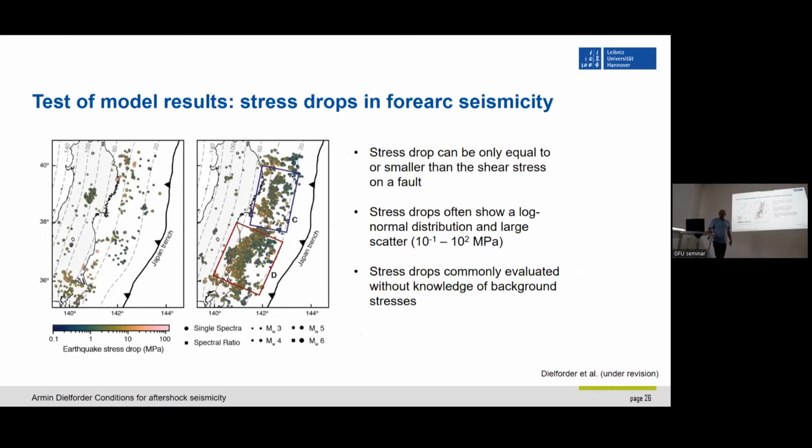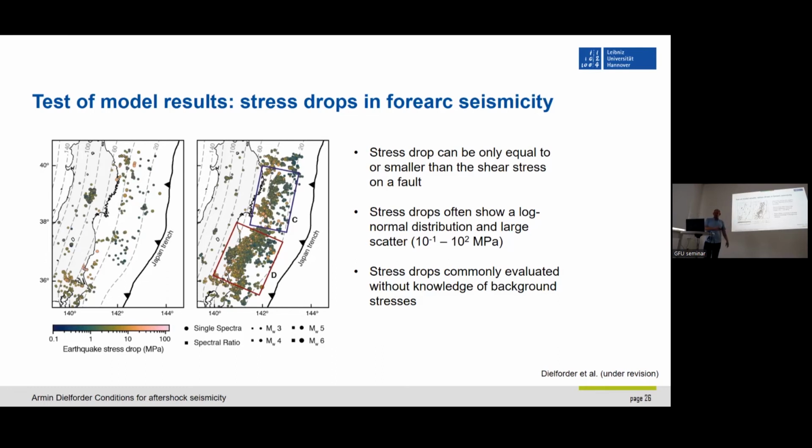This is the modeling part, in which we now claim that we have a fairly good understanding of the stresses in the forearc before and after a great subduction megathrust earthquake. How can we test this finding? It's a bit tricky. What we would need to do is to measure the stress in the entire forearc, and we cannot do this. So what we can do is to look at the stress that is released within the forearc seismicity. Each of these little earthquakes that occurs within the forearc releases some stress.